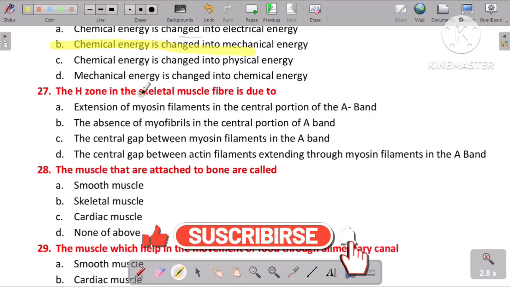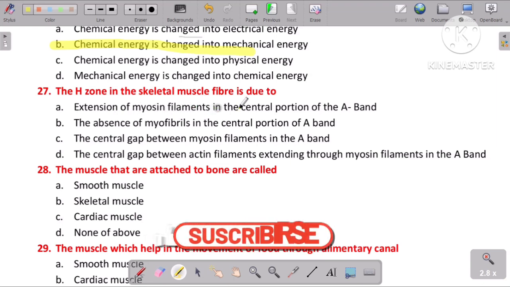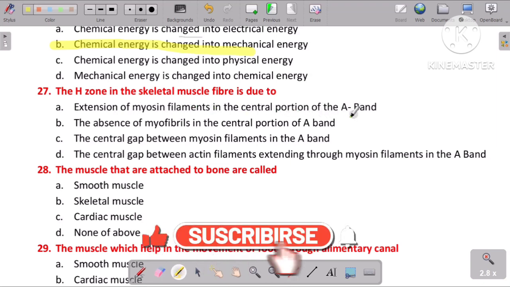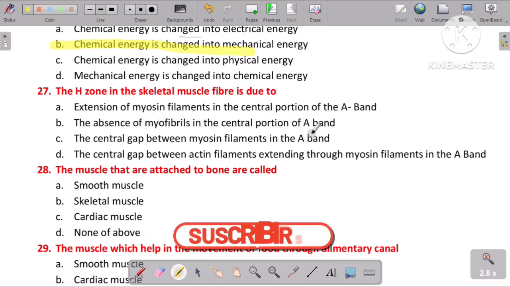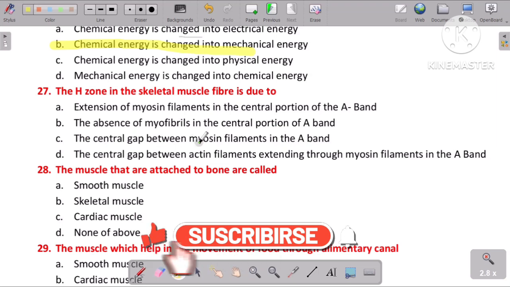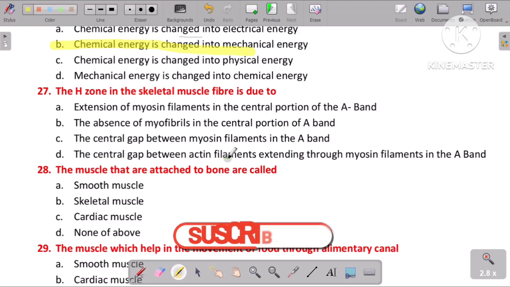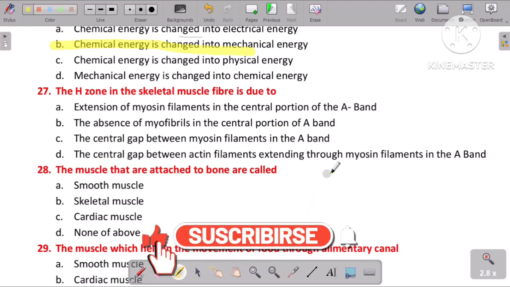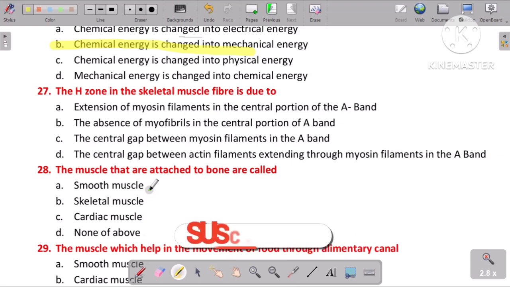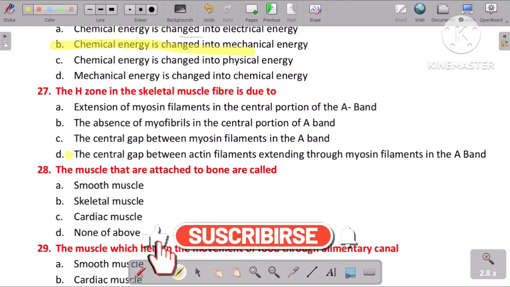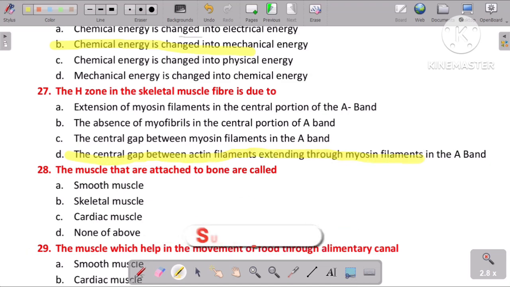Next question is: the H zone in the skeletal muscle fiber is due to option A, extension of myosin filament in the central portion of the A band. Option B, the absence of myofibril in the central portion of the A band. Option C, central gap between myosin filaments in the A band. Option D, the central gap between actin filaments extending through the myosin filament in the A band. So the right answer is option D.